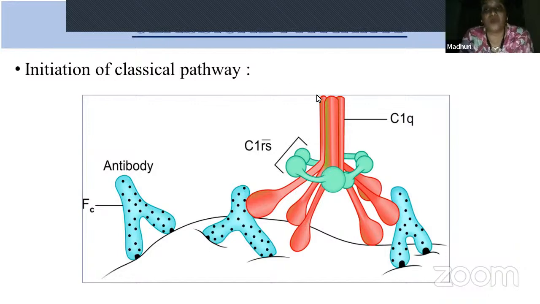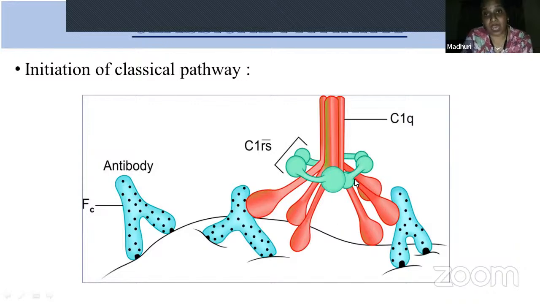What is that first component? It is the C1. As the number goes, first component is the C1. So the C1 is a complex molecule. You can see it is a very complex molecule, right? The whole thing is C1. You can see filamentous or globular structures over here, 1, 2, 3, 4, 5, 6. These are the 6 structures which you can see.